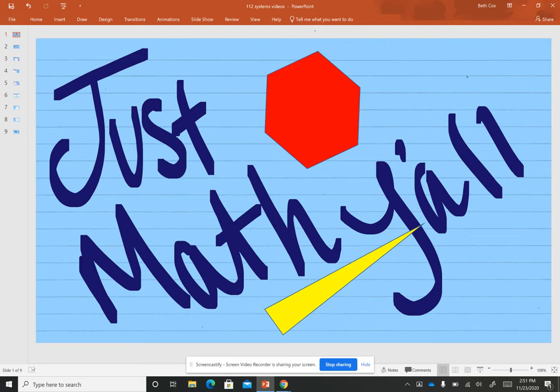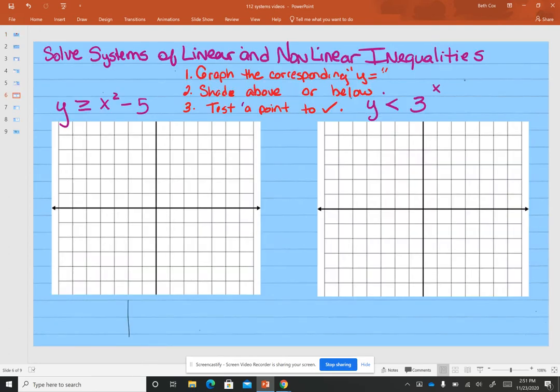Solving systems of inequalities. And here we go. So, linear and nonlinear inequalities. This first one is going to be a nonlinear inequality. Okay, and we're going to do regular and we're going to do systems. So here we go. First thing we want to do is graph these. We want to graph the corresponding y equals whatever. Pretend it says y equals and we'll graph it.